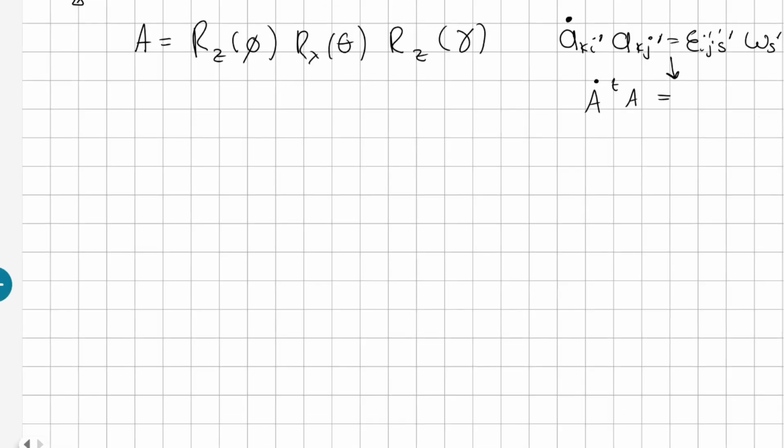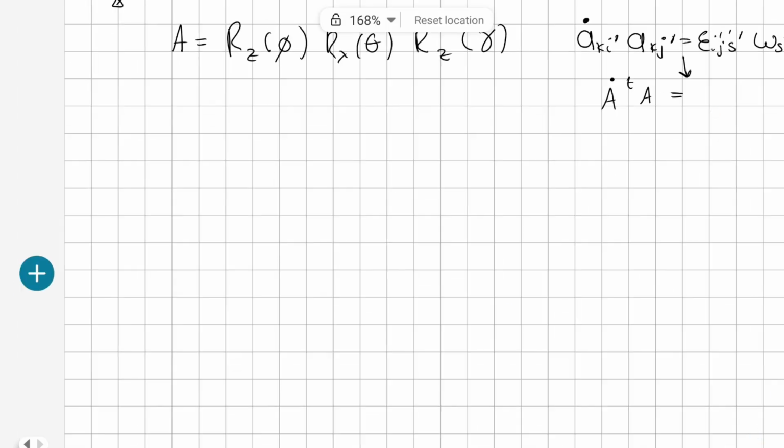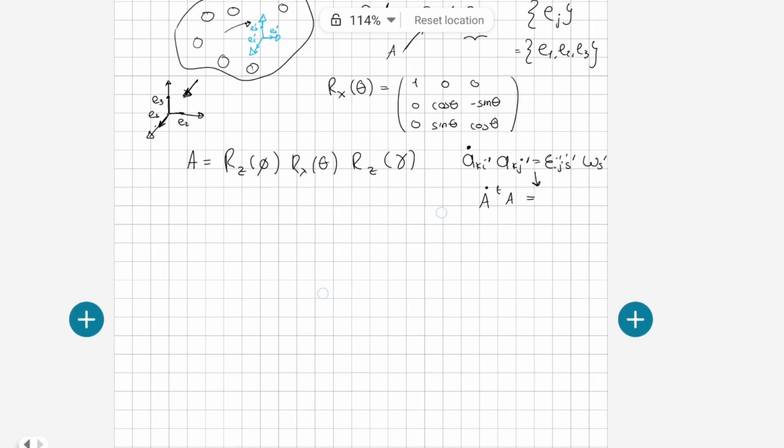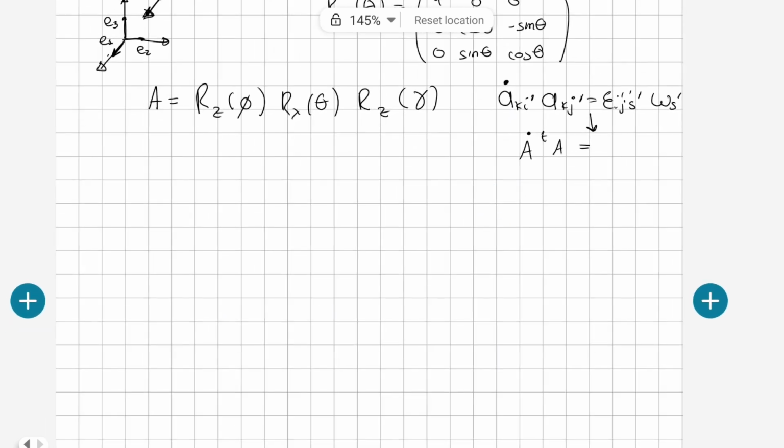So let's begin. First of all, recall that the rotation matrix about the z-axis is given by this matrix over here.